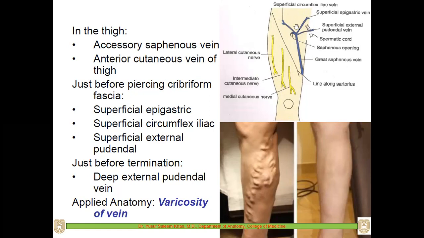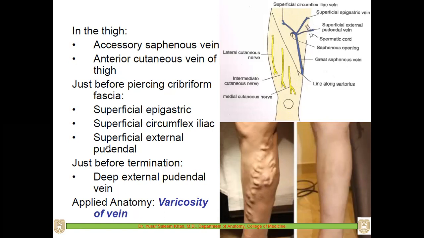Just before piercing the cribriform fascia, it will receive three superficial veins. One is the superficial epigastric vein, then the superficial circumflex iliac vein. Then we have the superficial external pudendal vein. These are the three veins which will open into the great saphenous vein before it opens into the femoral vein through the cribriform fascia.